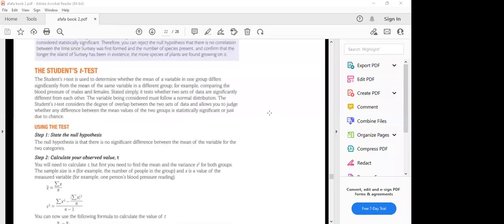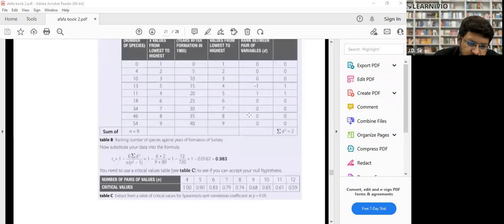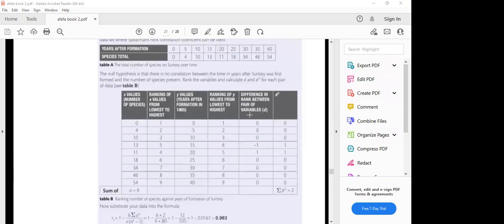Sir, I read the worked examples and I found it hard to understand them. Which one? The above one? This one? Yeah, yeah, this one. Fine.